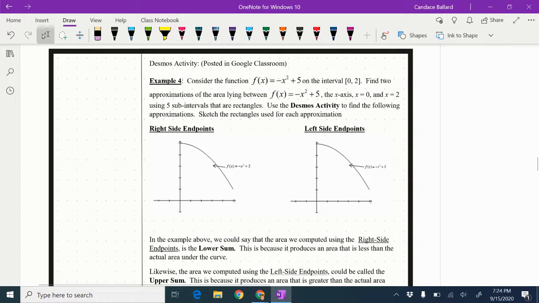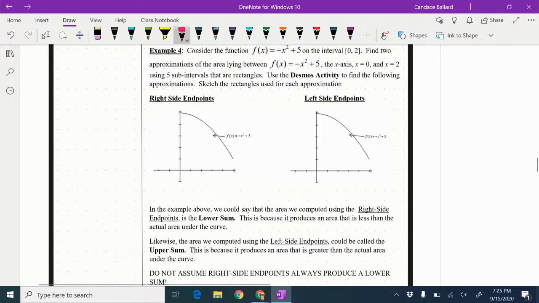All right, so we are going to do a Desmos activity, okay? I posted the link in Google Classroom, so I would try to follow along, maybe do a split screen of what I'm doing here. I'm going to step you through it. So consider this function on the interval. Find two approximations of the area lying between x equals 0 and x equals 2, using 5 subintervals that are rectangles. Use the Desmos activity to find the following approximations. Sketch the rectangles for each approximation.